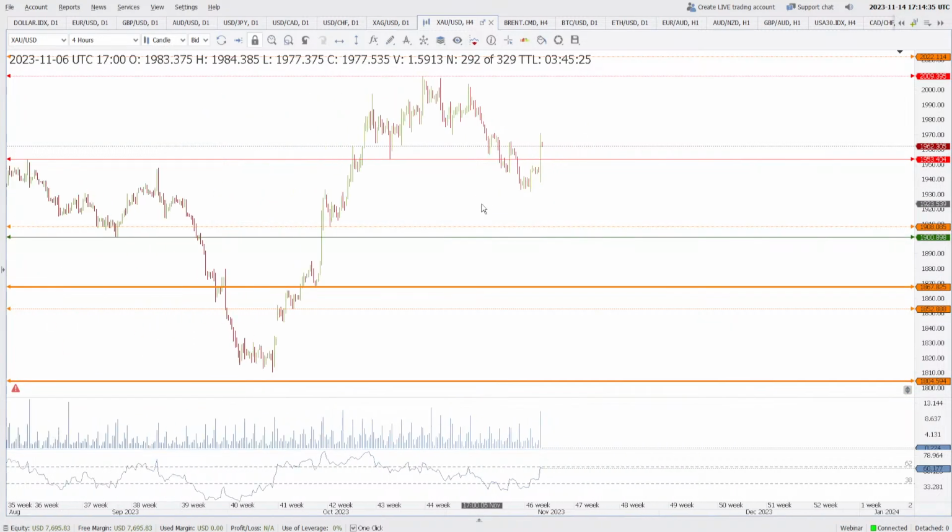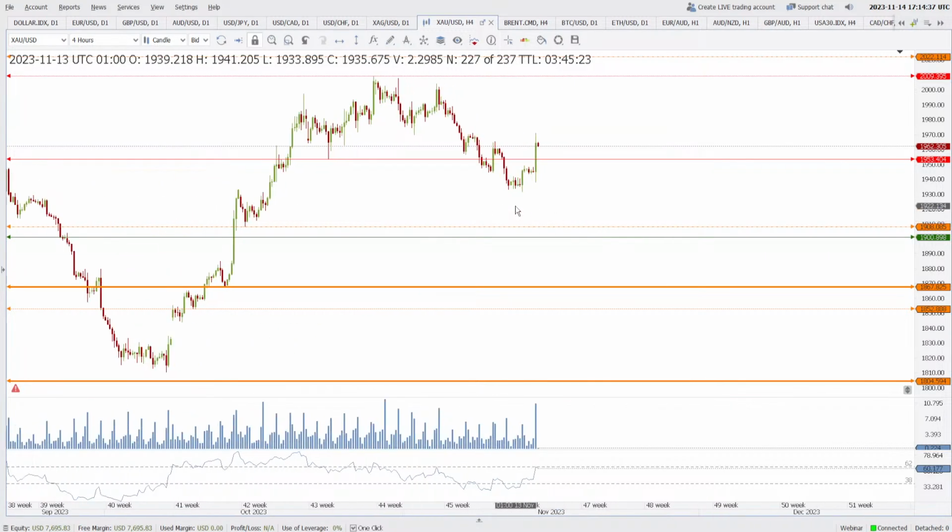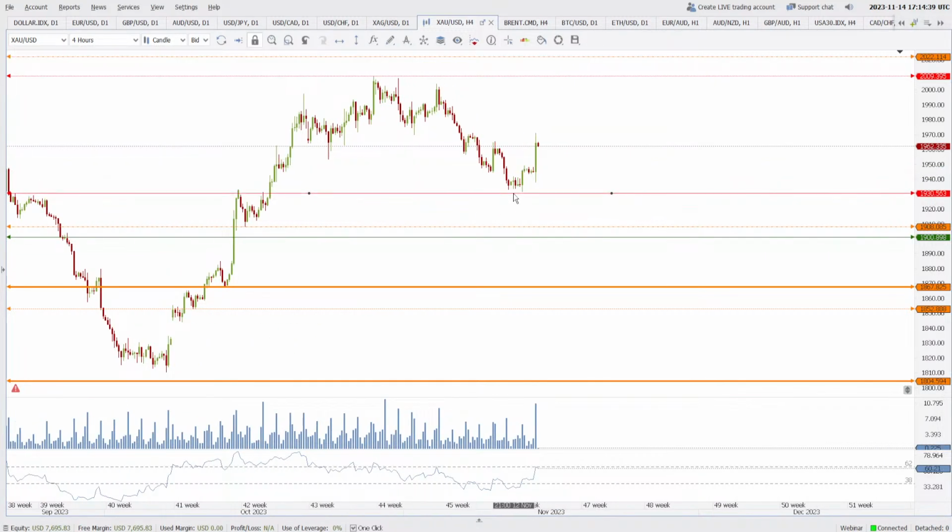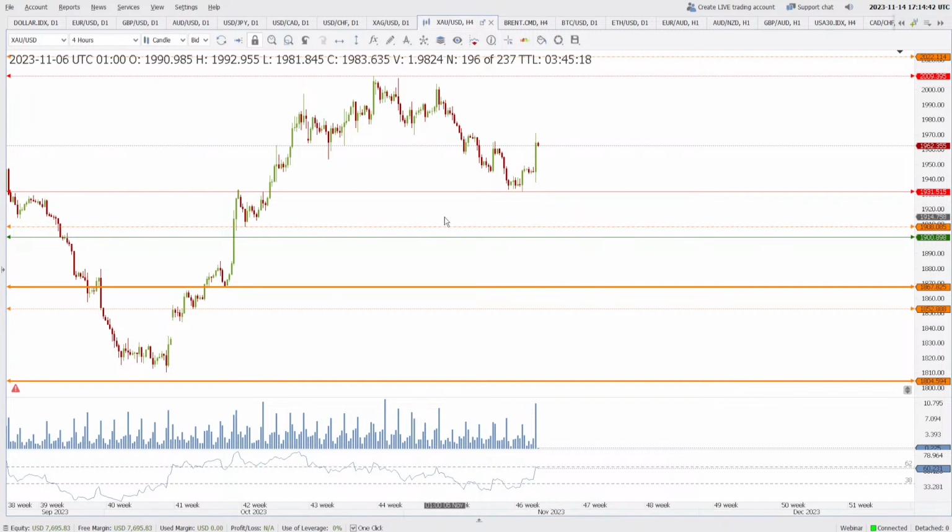Right, we'll just remove the channel. So if you remove this now, you can put it here. Alright guys, now upside resistance is 2009 and the downside support is 1931 levels.